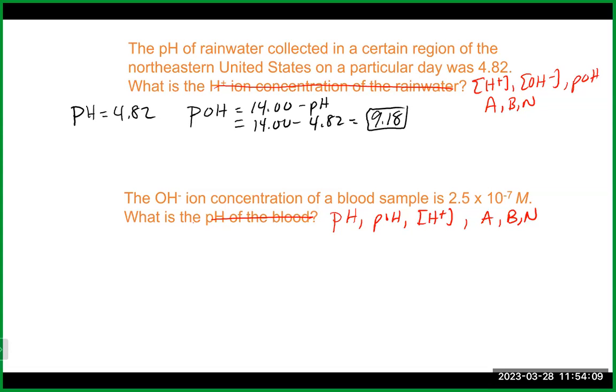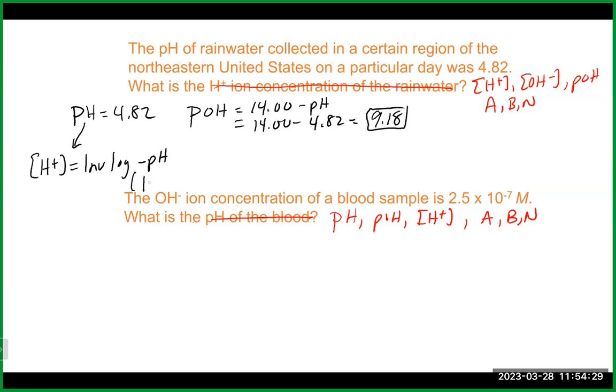Now, again, I'm going to use either the pH at this point to get the H+ concentration, or I can use at this point the pOH to get the OH- concentration. So I'm going to take this and go that the H+ concentration equals the inverse log of the negative pH.